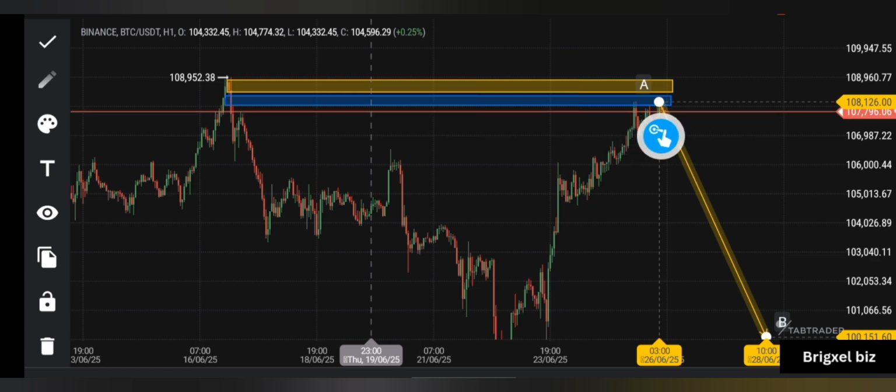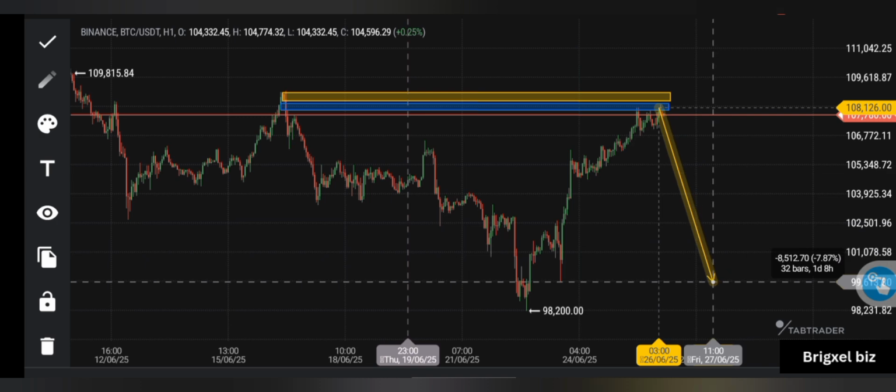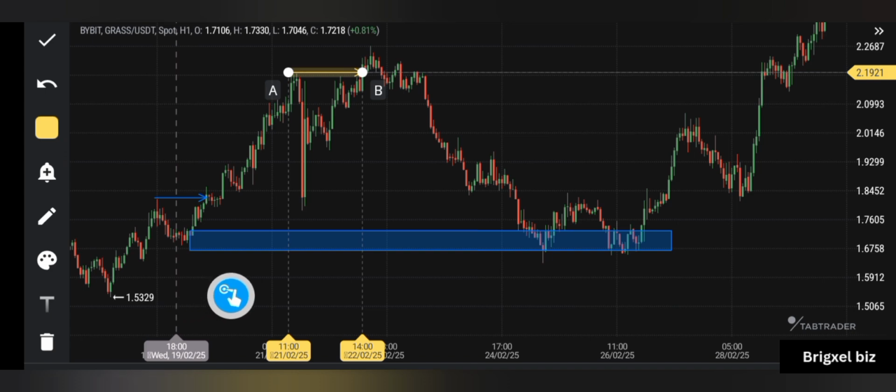But if it fails to reject the price of Bitcoin, we've got another key zone, a supply zone, or you might say a bearish order block, there. That is most likely going to reject the price of Bitcoin and have Bitcoin sell, moving towards the downward direction. Okay, so let's look at a bullish example of what we are discussing.